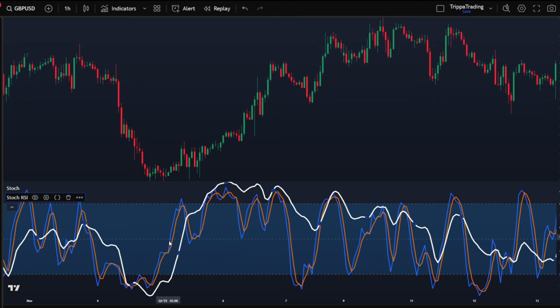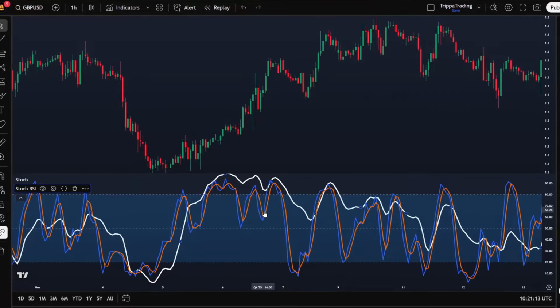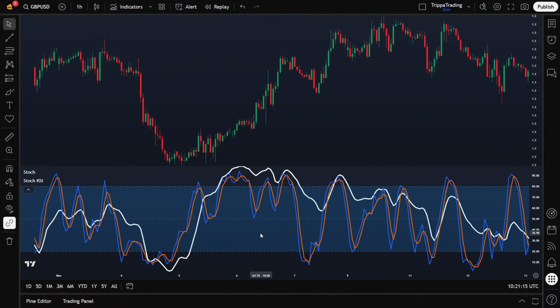And after that, you should see one white line and two faster lines, the blue and orange stochastic line, in the same panel. Let me explain what each one does in simple words.